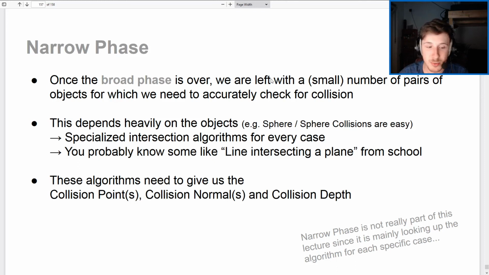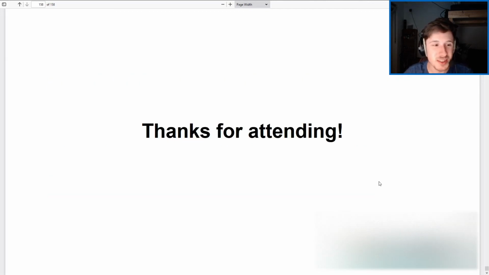And as it's written here, these little comments are really the real MVP of this whole lecture, or this whole tutorial. They tell us the narrow phase is not really part of this lecture, since it's mainly looking up the algorithm for each specific case. So know what the narrow phase is and what it does. You probably already know that. And know what it needs to provide to you. This might be part of some multiple choice test at the beginning of the exam or something, but there are actually no specific narrow phase algorithms you need to know.